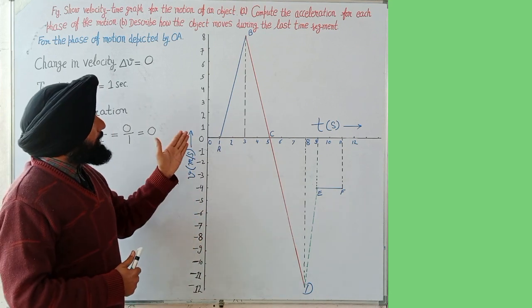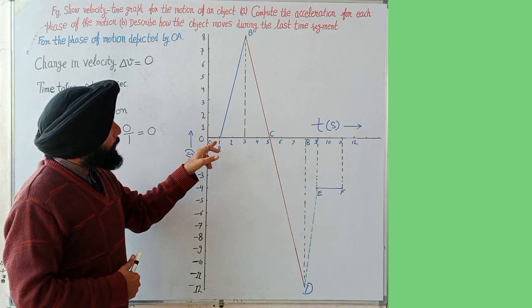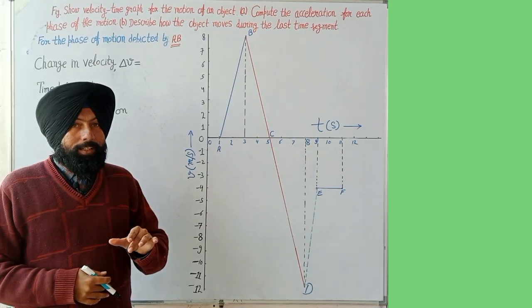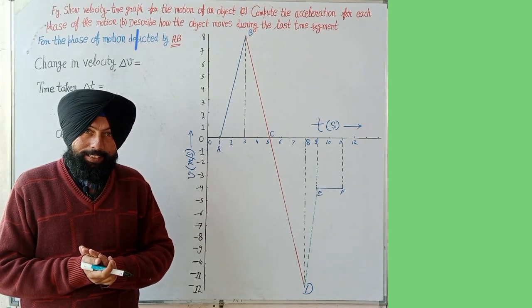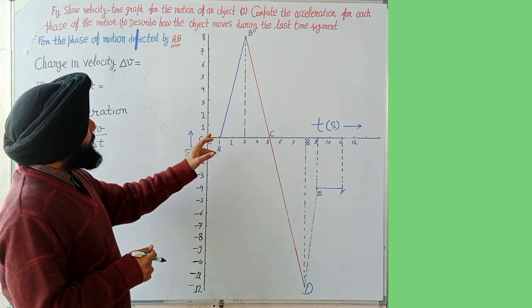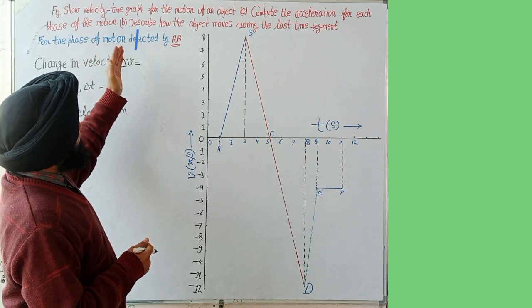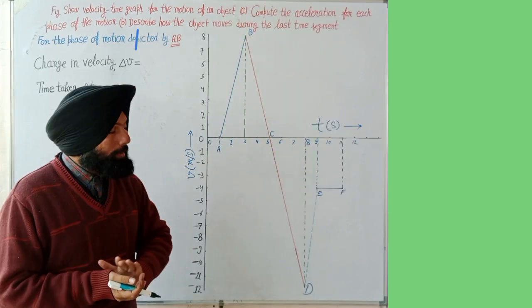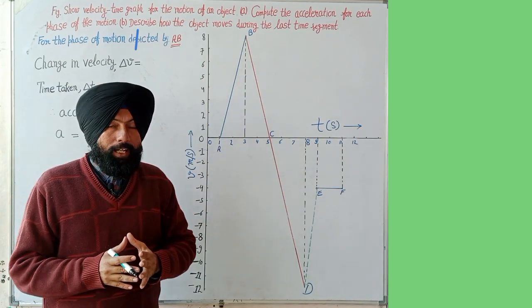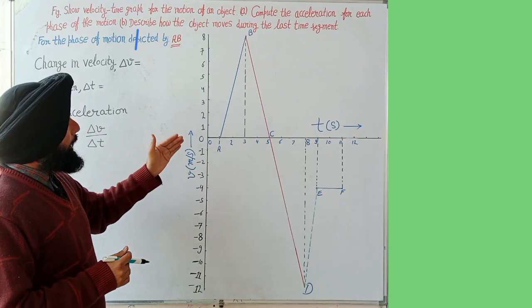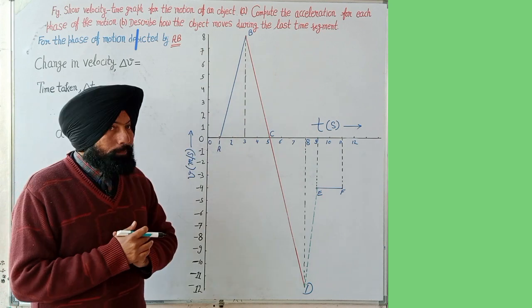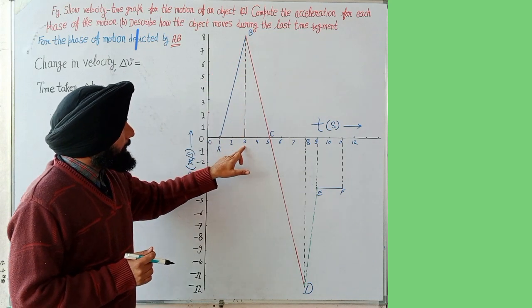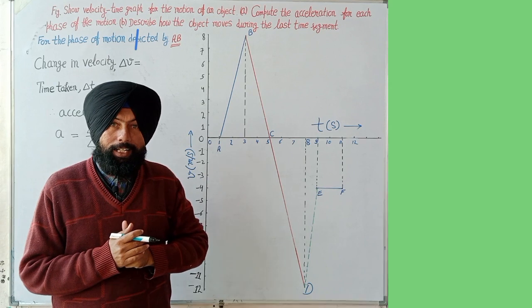Now students, we will discuss the acceleration for the phase of motion depicted by the AB segment, during A to B. First of all, we will find the change in velocity at the point B at a time of 3 seconds. I have shown it by a dotted line.